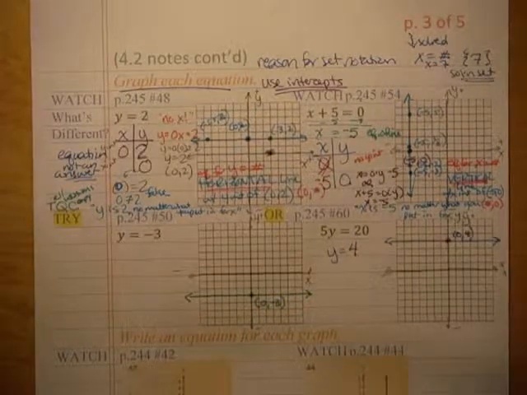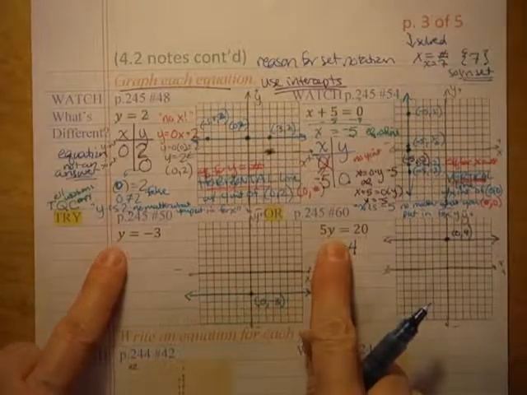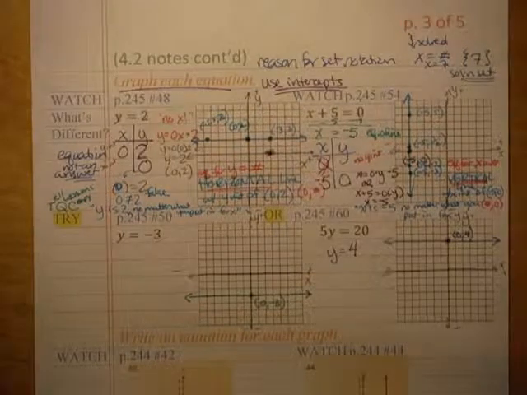So hopefully you were able to manage that. Both of them were horizontal. No coincidence that both of them just had a y value. We'll talk about that in our next set of watch problems. Okay, we'll see you at the bottom of the page.